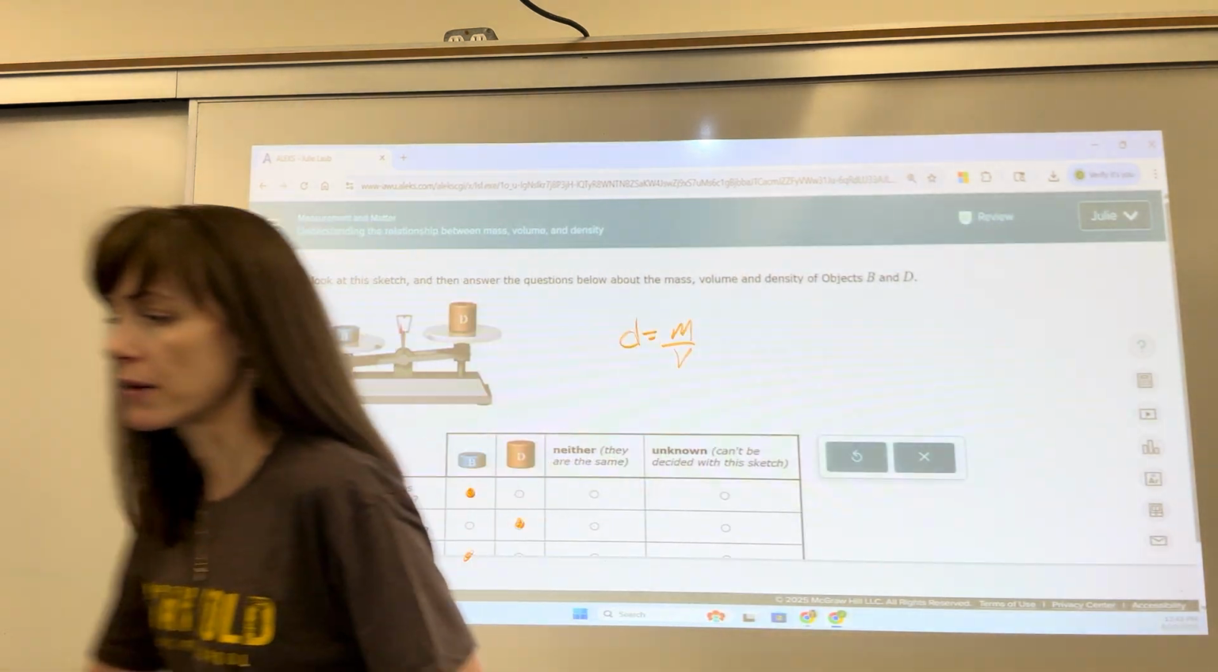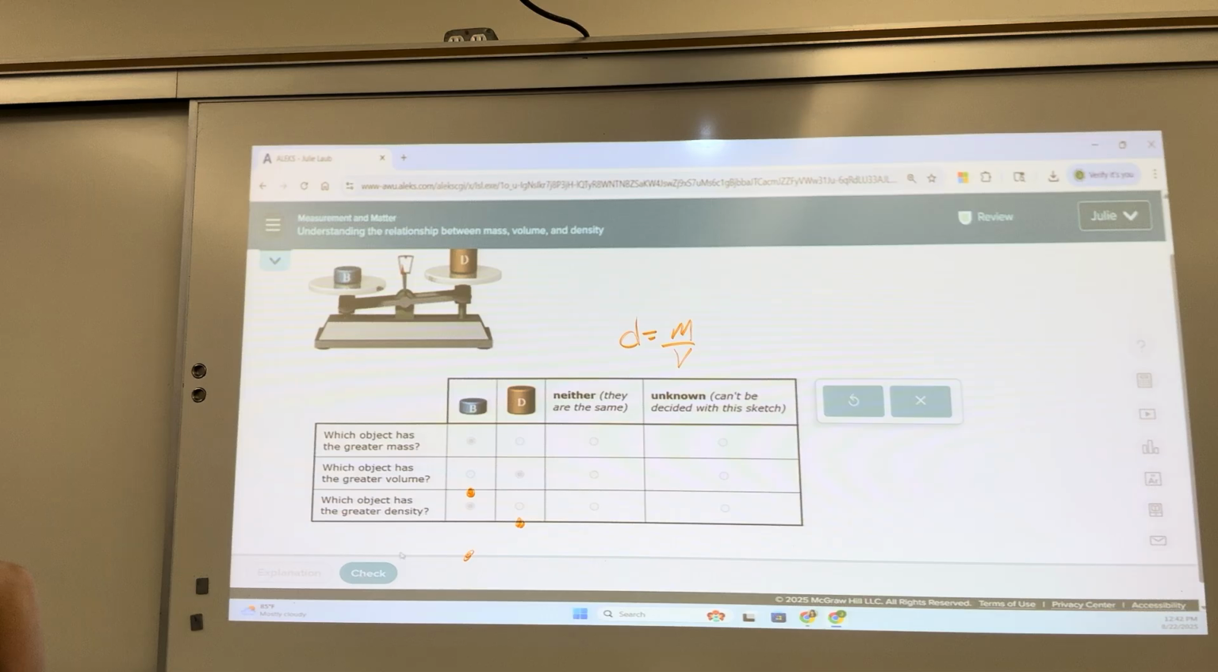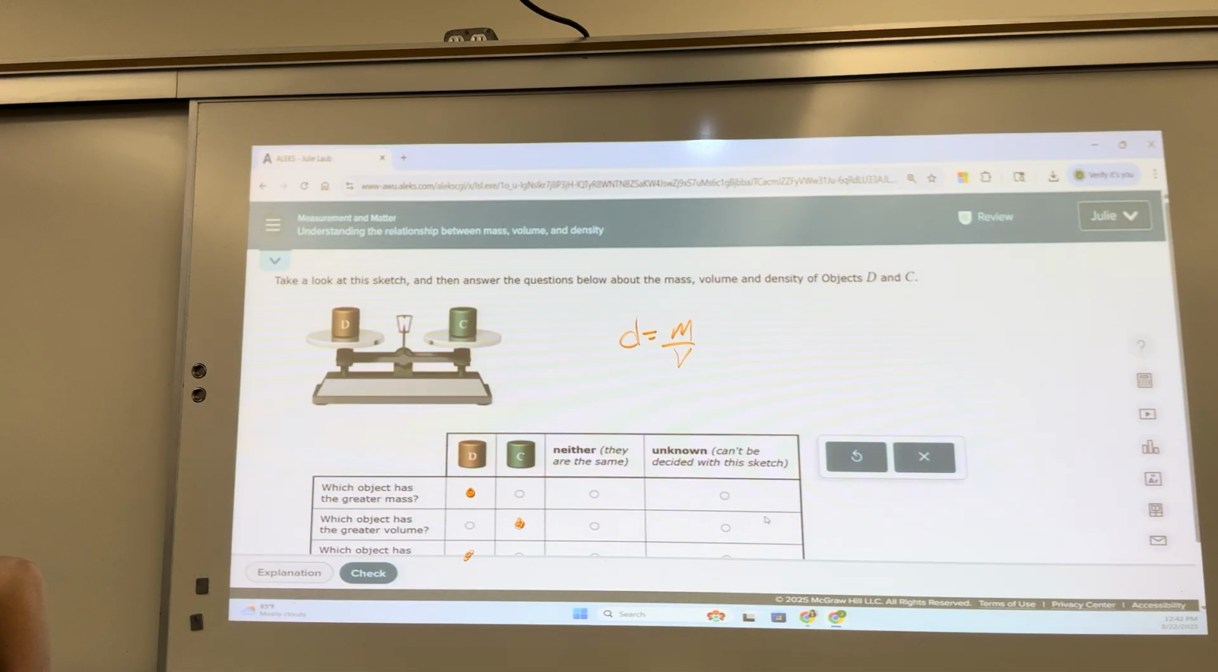Let's do another one together. So I'm going to click. We have the greater mass, greater volume, greater density. There we go. Check it. It's always satisfying getting that green correct. Now we're going to do this one.